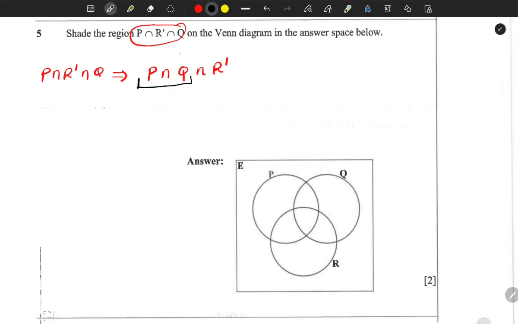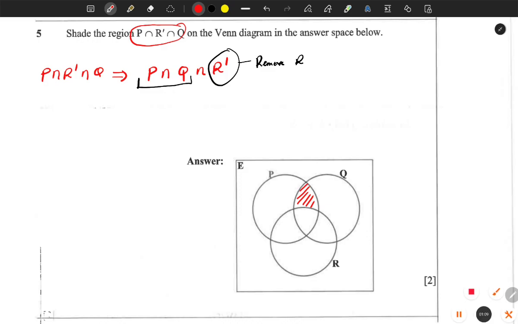Then we can first deal with these two here. Where is P intersect Q? So let's first draw. P intersect Q is this. But they are saying R is complement. It means they remove R from what we've shaded. So if we remove R, this part, we remove that part. Therefore, the correct answer is just what remained after we removed R.